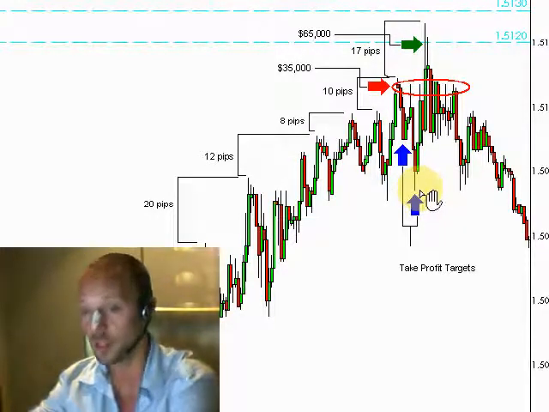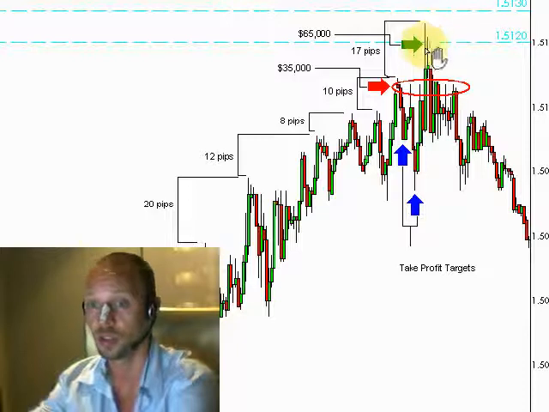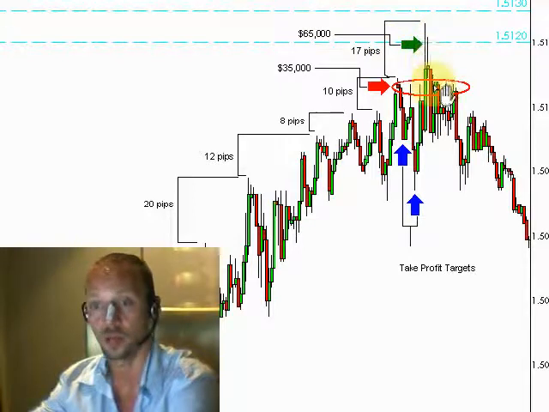If you did not take your profits then, you can see what happens. Price comes all the way back up to our ideal entry, where I took another position at that point of 65,000, which totaled my one standard size lot of 100,000, and it dropped nicely from there.